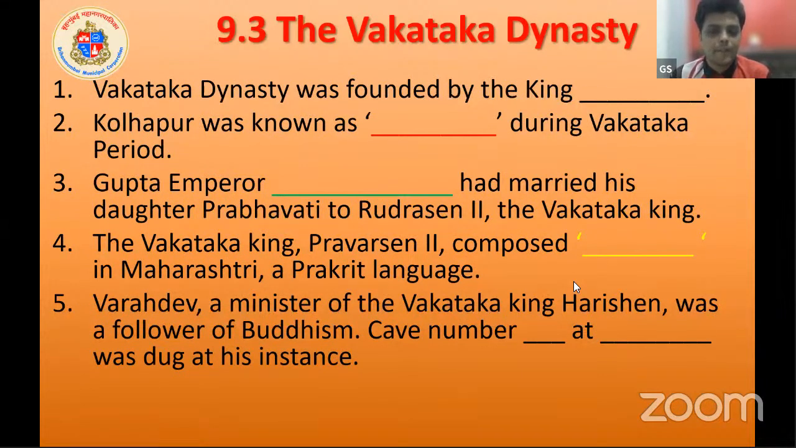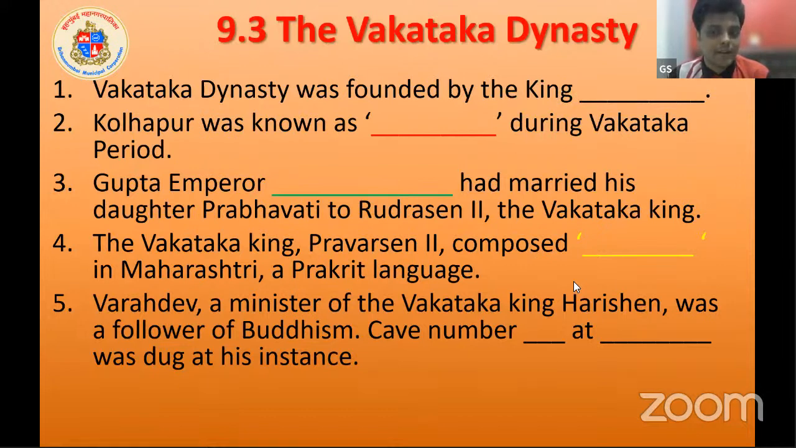Ankit Singh, third question. Do you know the answer of the third question? You read the third question and answer it. Yes, sir. The Gupta Empire Dash has married his daughter Prabhavati to Rudra Sen II, the Vakataka king. And it is not empire, it is emperor. Empire is different and emperor is different.